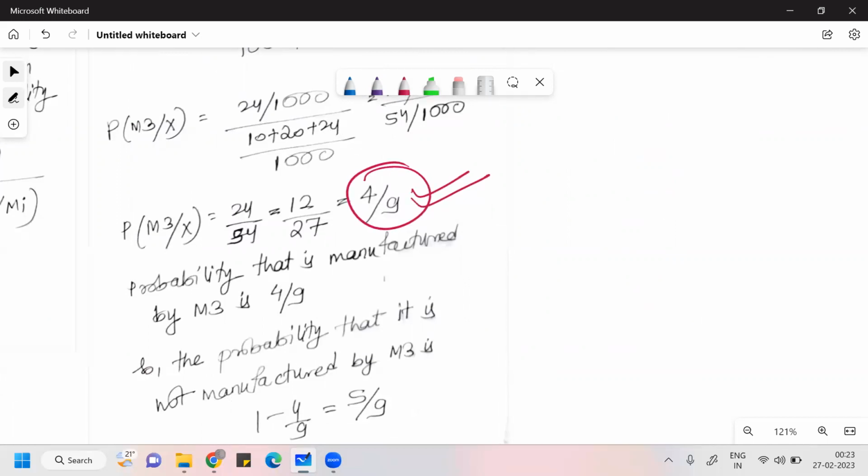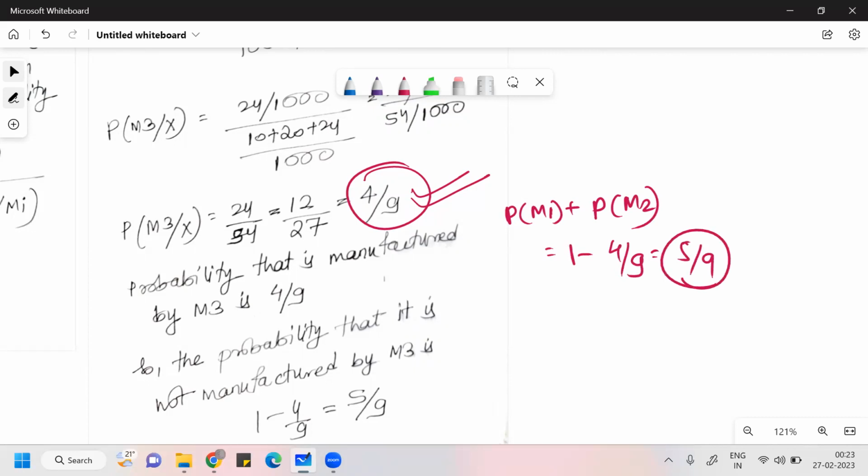Then the probability that it is not from machine M3 means the probability that it is from machine M1 or machine M2, because they are mutually exclusive. That would be 1 minus 4 by 9. You will get the answer as 5 by 9. Clear, everyone? Very simple problem. I hope you understood this. This problem is very important for your exam purpose. Thank you everyone. Bye.